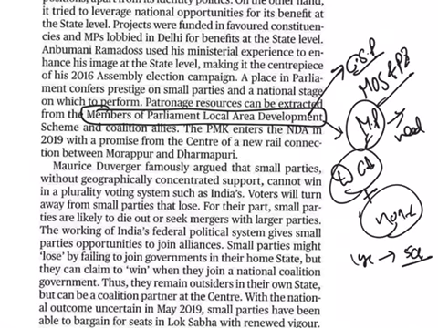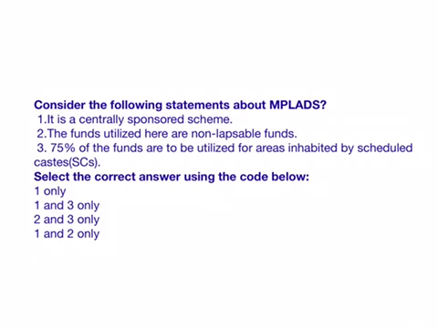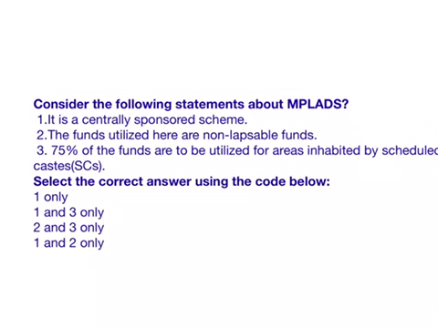Here, the role of the MP is only to recommend the project. They can only recommend their choice of works to the concerned district authorities. It is the district authorities who will implement these works in the procedure that is concerned to the particular state government. Now try to answer this question. Consider the following statements about this MPLAD scheme.